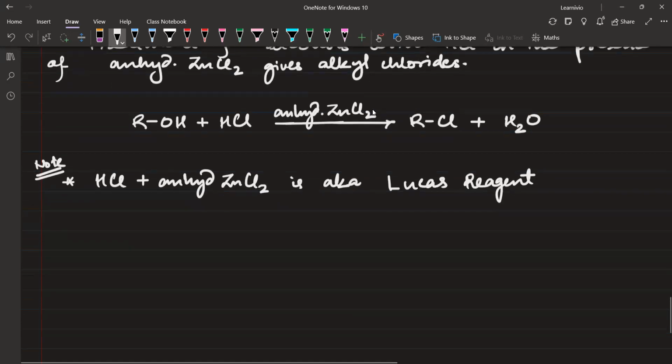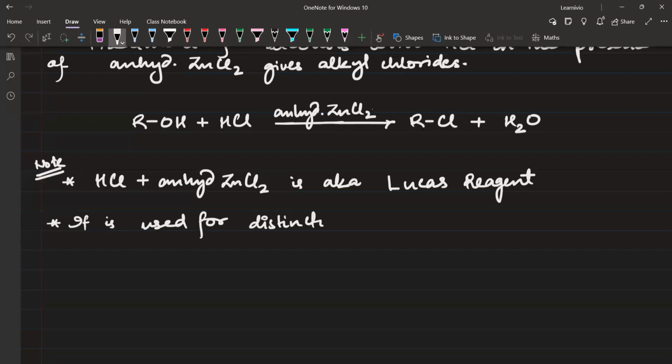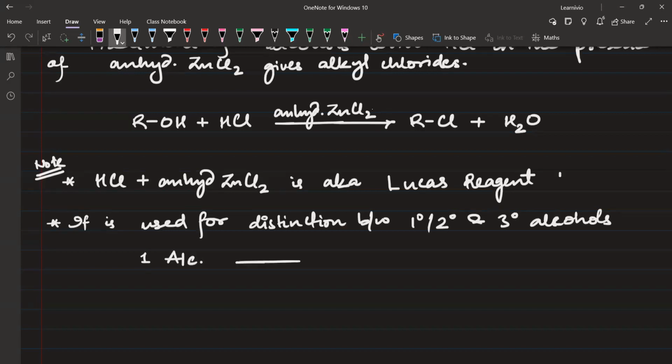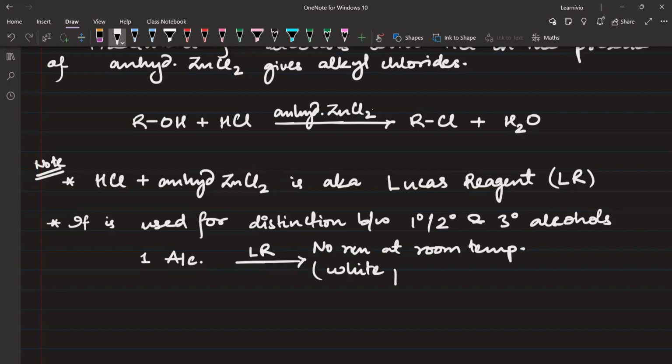Lucas reagent, and this reagent is used for distinction between 1 degree, 2 degree and 3 degree alcohols. So if you have 1 degree alcohol, and by the way, Lucas reagent we will represent as LR, and you are using Lucas reagent, it will show no reaction at room temperature. No reaction at room temperature. But it will show white PPT on heating. The white PPT will be of RCl, which is being formed, on heating.